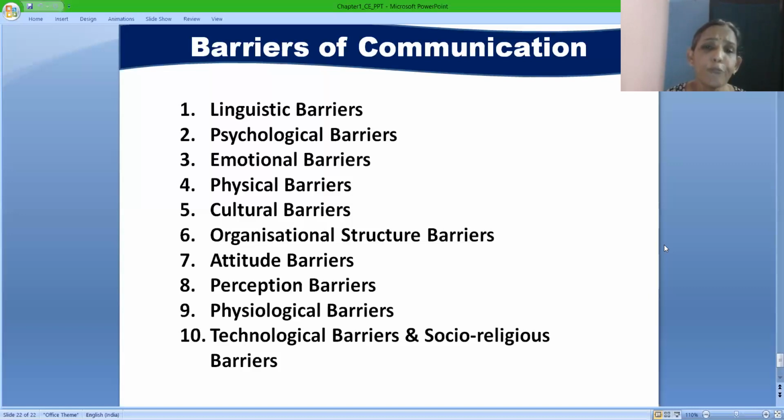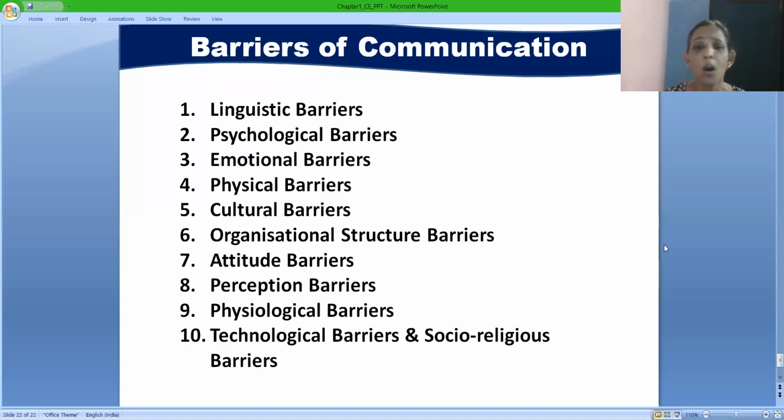So how do you feel? Psychologically, you find it a bit difficult. You are disturbed because of some or the other reason. Mental disturbance is called a psychological barrier. Emotional barriers: when we are distracted because of the emotional imbalances in our life, then it creates a barrier.